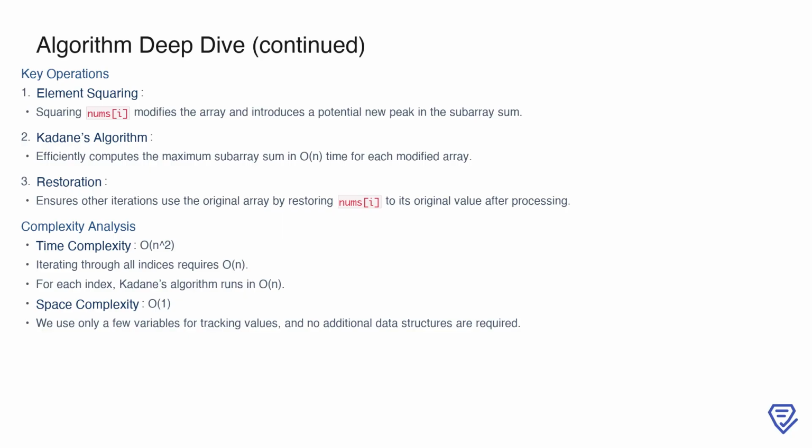When analyzing the complexity, the time complexity is O(n²), because we iterate through all indices, and for each index, we run Kadane's algorithm in O(n).